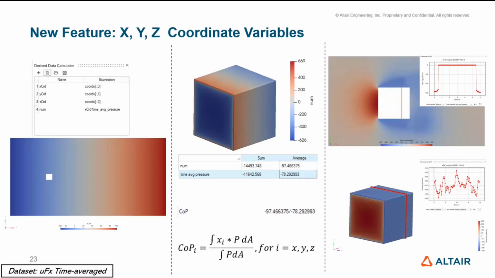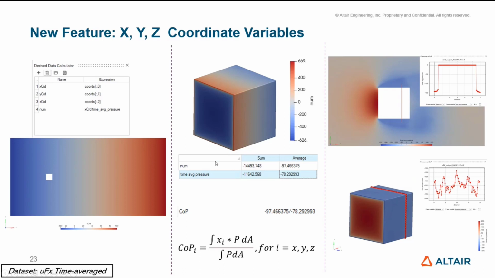So I did just want to highlight why essentially we added XYZ coordinate variables. Sometimes users do need to get an indication of the location within their models. So in this case, moving from left to right here, we can look up the XYZ coordinate variables using the derived function calculator. And you can see here we have an internal expression to define that coordinate vector. So we can access XYZ coordinate values, and then I can use those in downstream functions to compute. In this case, I just called it the numerator x, times x coordinate times time average pressure, to compute essentially the numerator in the center of pressure calculation.